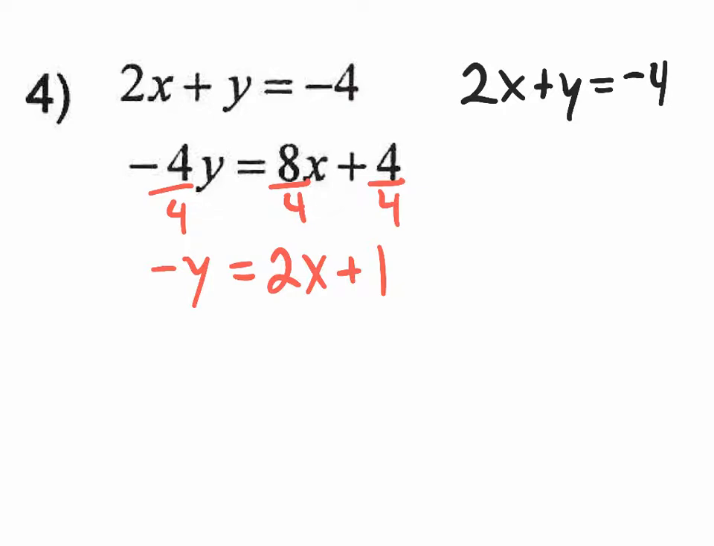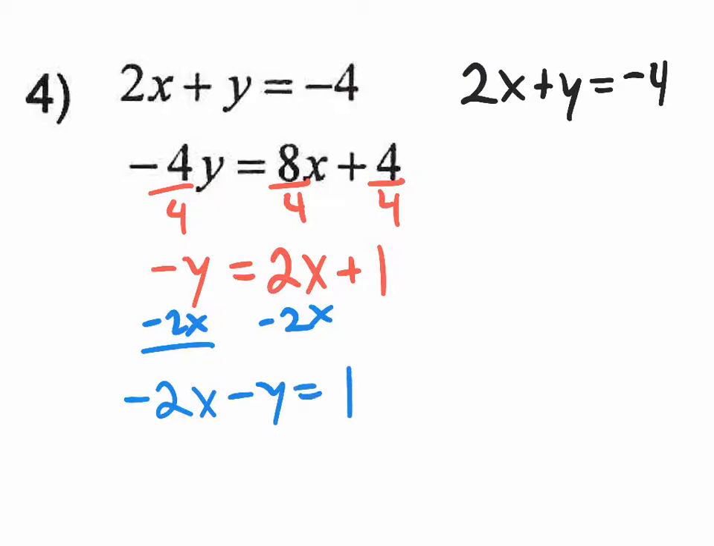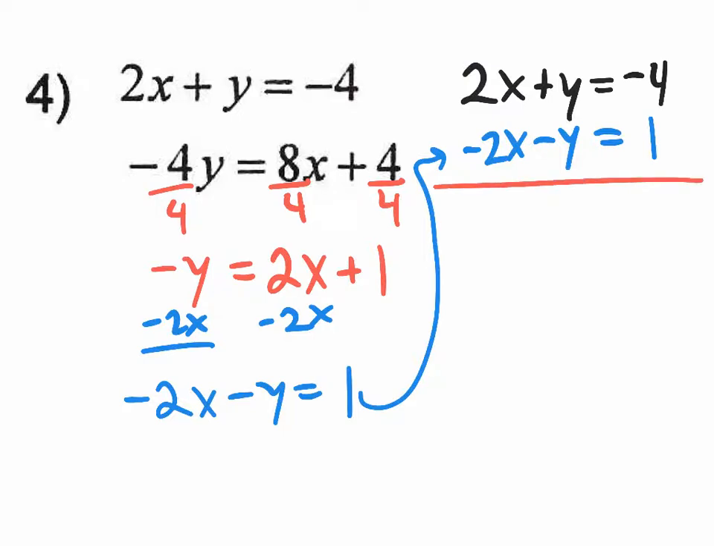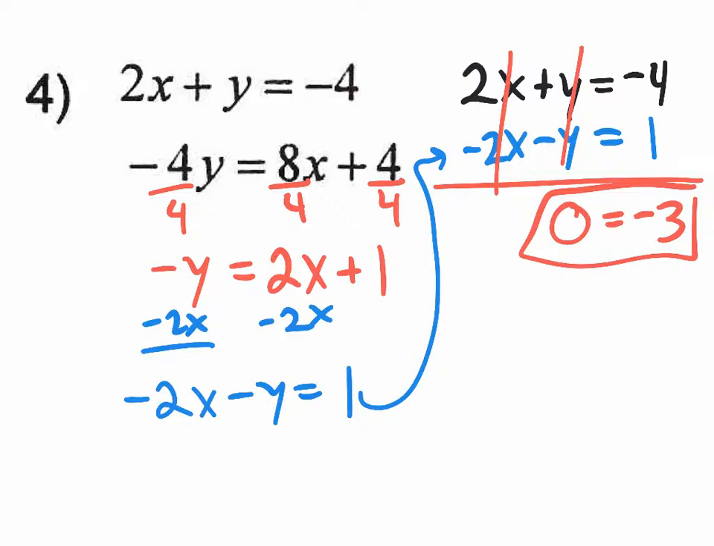And then I could change this bottom red equation into standard form to use the elimination method by subtracting 2x and subtracting 2x. So my new standard form equation for that bottom equation would be negative 2x minus y equals 1. Does everybody understand that? And I want to rewrite it below the top original equation: negative 2x minus y equals 1. So what happens right here? That cancels. You end up with nothing equaling negative 3. And what do you guys say about that? That's no solution.